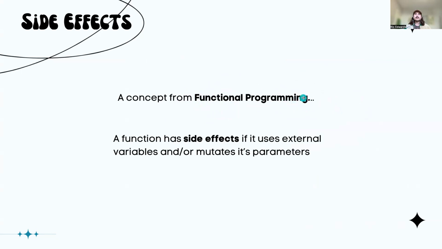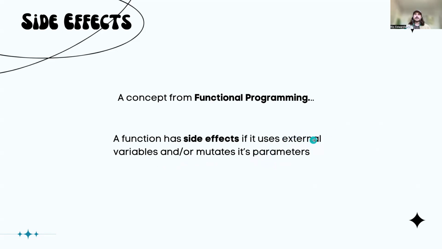And it's kind of the way that React works. The old way of React was actually more object-oriented, but they made functional components, and now the new way of using React that's pretty standard is using functional components, which borrows from that functional programming paradigm. And one concept in functional programming is side effects. A function is said to have side effects if it uses external variables and or mutates its parameters.